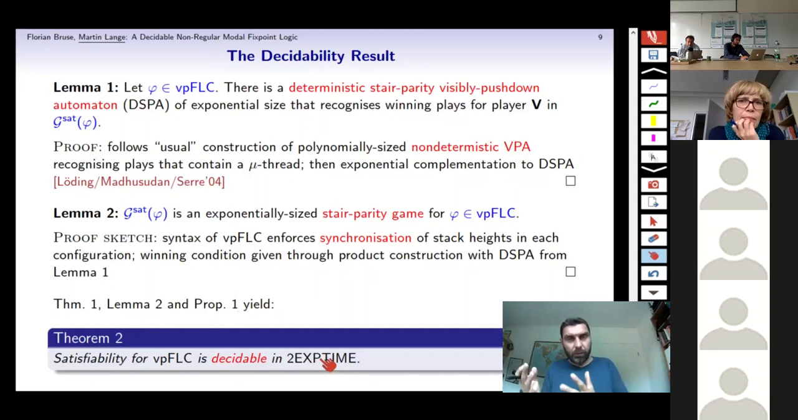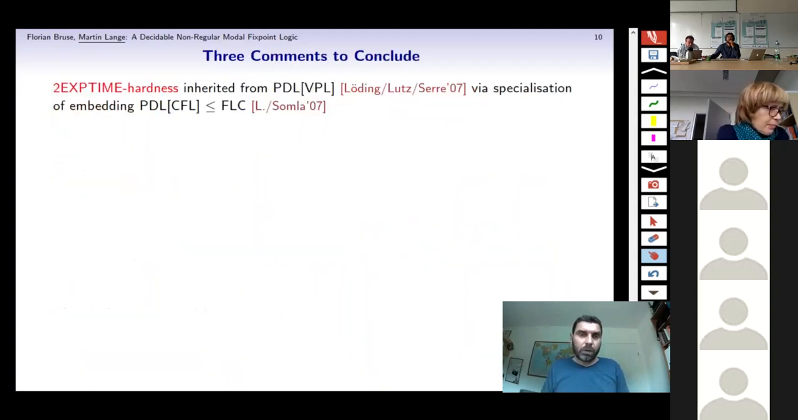You get one exponent from the reduction to stair parity games from lemma 1, and another exponent from proposition 1, which says that solving stair parity games is exponential. Okay, so let me just conclude with three comments.